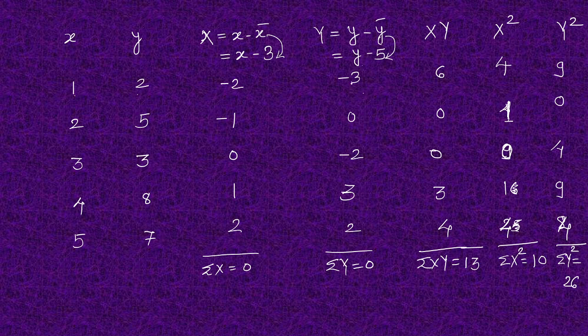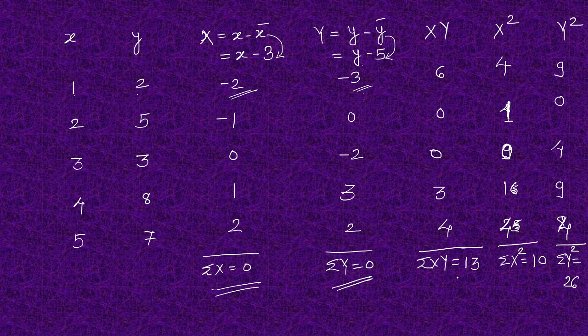Then multiplication of these two values is 6. Then X square, that means capital X square, therefore minus 2 square is 4. Then minus 3 square is 9. In this way, we find out all the values and find out the summation of these. When we find the summation, summation of X and summation of Y are always 0.